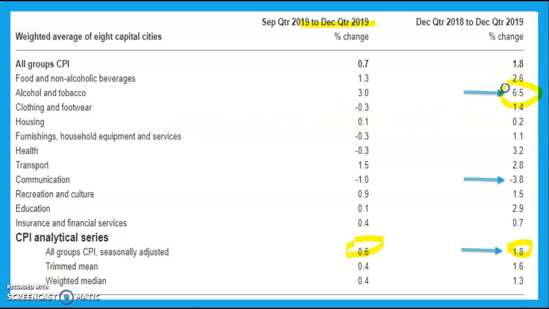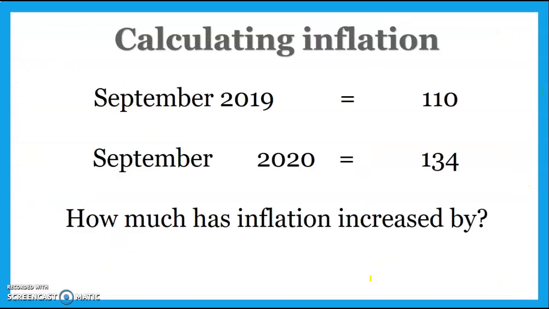And then within that, you can get an idea of what changes in price have occurred. So alcohol and tobacco prices have increased by 6.5% for the year, and that's because the government continues to tax tobacco, so the price continues to go up and up and up. And then other things, communication has gone down by 3.8%, so it's becoming cheaper to communicate. But most other categories have experienced increases in prices, some small and then some not so small. But overall, the biggest increase has been alcohol and tobacco and the biggest decrease in communication. These other two figures here are just different ways to calculate inflation, which we won't get into at this point in time.